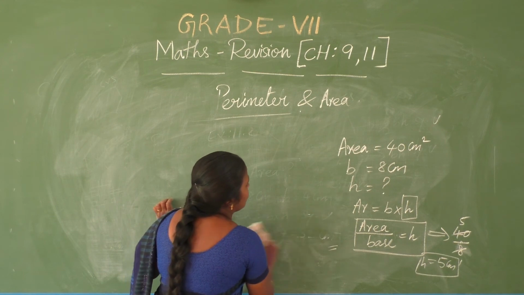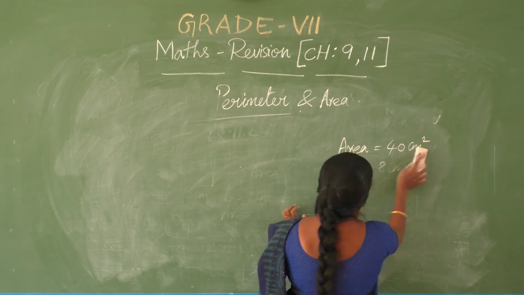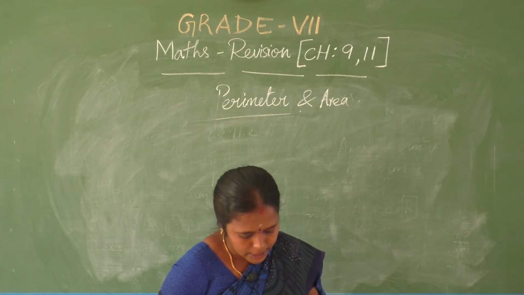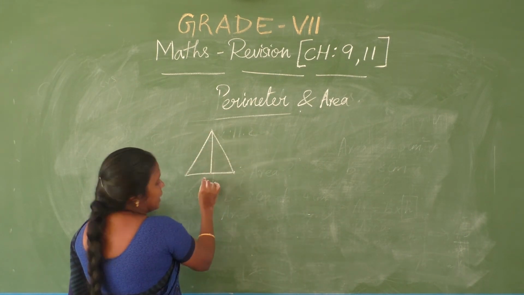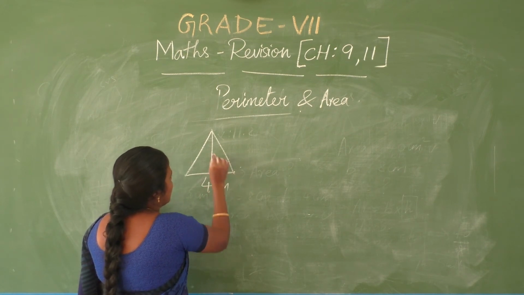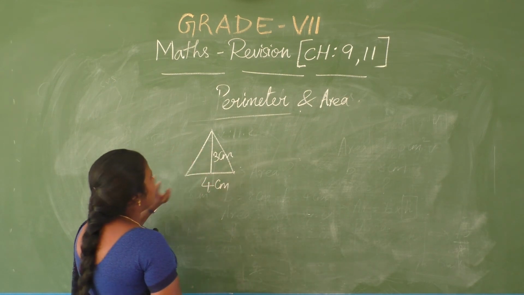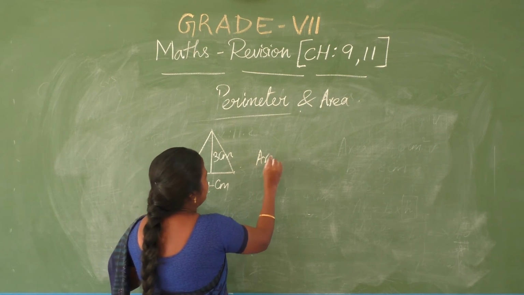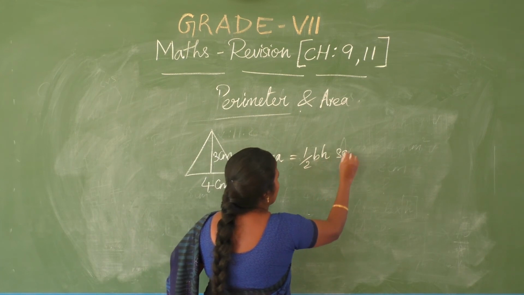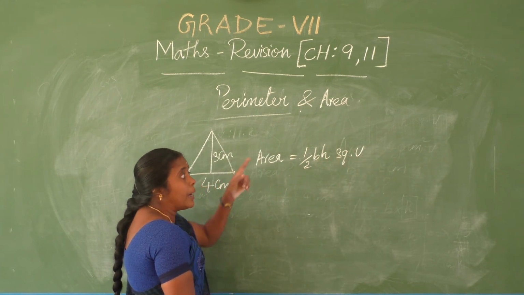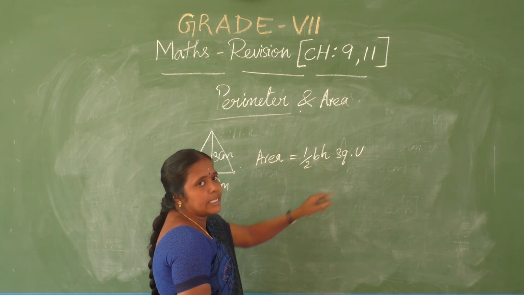Like this only for triangle also. See, triangle. Find the area of the triangle having the base 4 centimeter, height 3 centimeter. What is the formula? Just now I said. Area of the triangle is half into base into height square units. Parallelogram means base into height square units. Triangle means half into base into height square units.